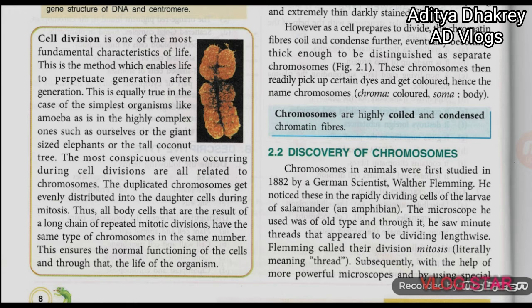The most conspicuous events occurring during cell division are all related to the chromosomes. The duplicated chromosomes get evenly distributed into the daughter cells during mitosis. Thus, all the body cells that are the result of a long chain of repeated mitotic divisions have the same type of chromosomes and in the same number. This ensures the normal functioning of the cells and, through that, the life of the organisms.